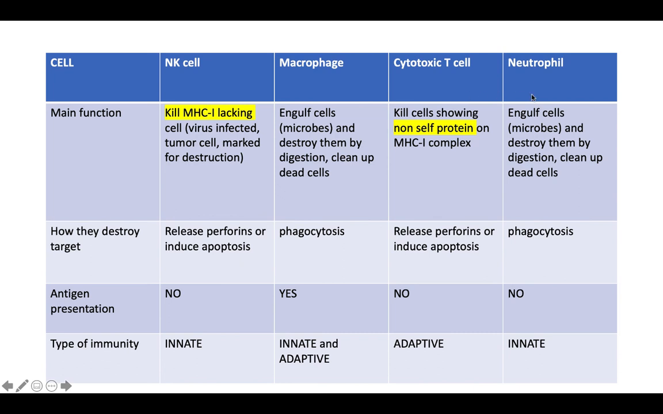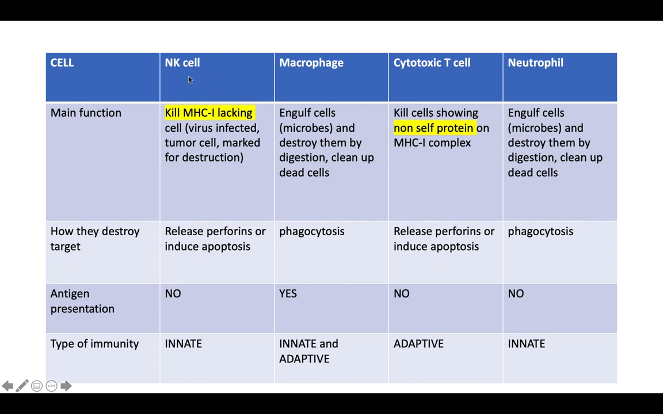I still have here to talk about neutrophils. These are all effector functions. Neutrophils, like macrophages, are phagocytes and they kill debris. How do they destroy the target? NK cells release perforins, like CD8 cells, as we said, they release perforins and or induce apoptosis as well. These two work the same way. They are all phagocytes, so by phagocytosis.